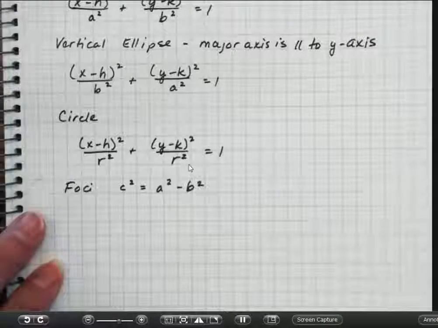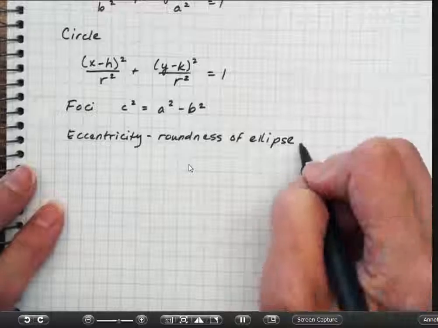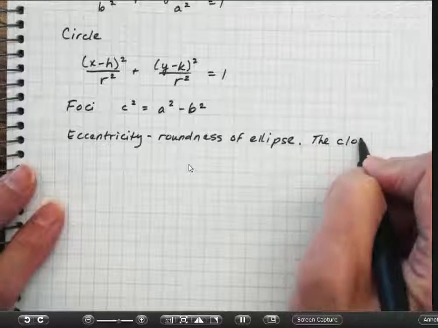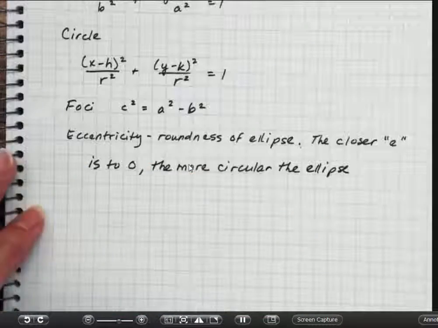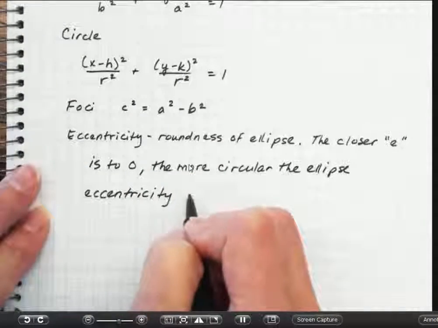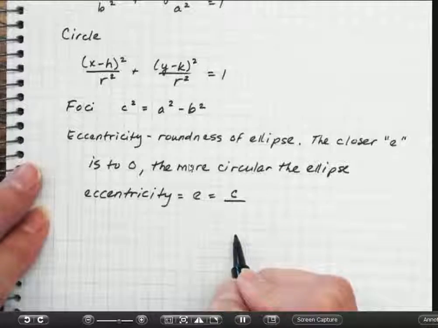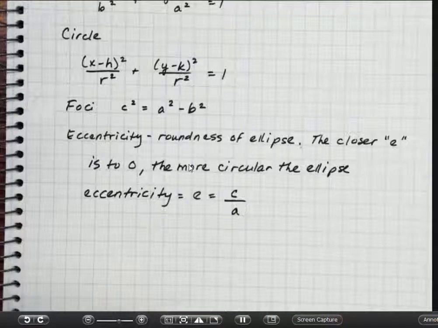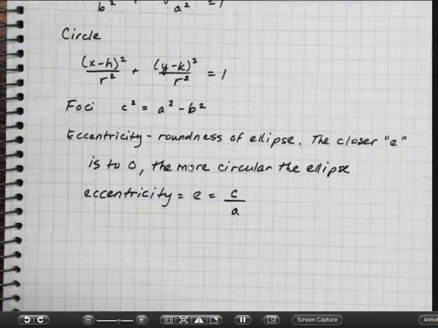And then we have something called an eccentricity, and that tells us about the roundness of the ellipse. The closer your eccentricity, or e, is to 0, the more circular the ellipse. And the formula for the eccentricity, e, is equal to the distance between the center and one focus, over a, the half. So it seems like a lot to remember. It's not as hard as it looks.